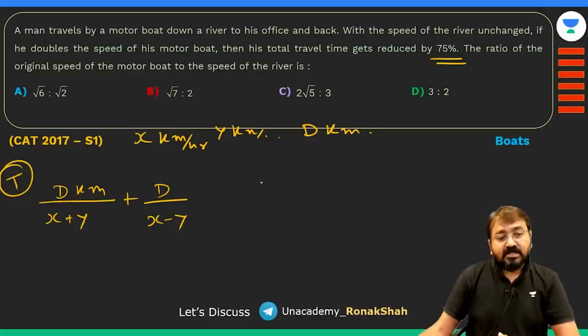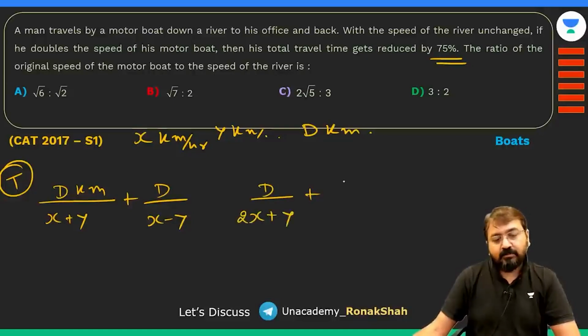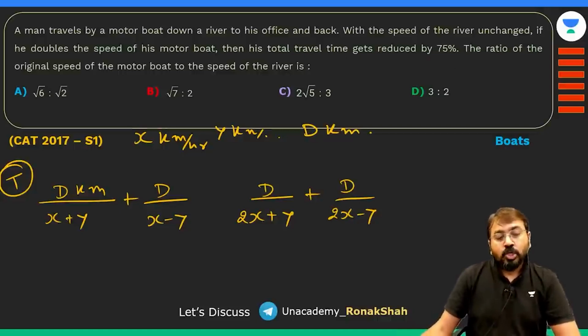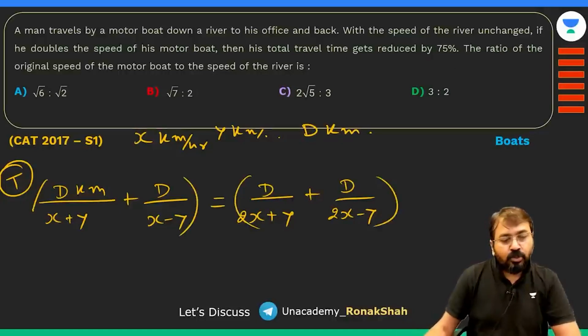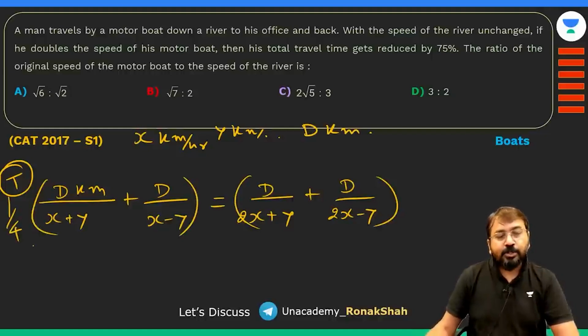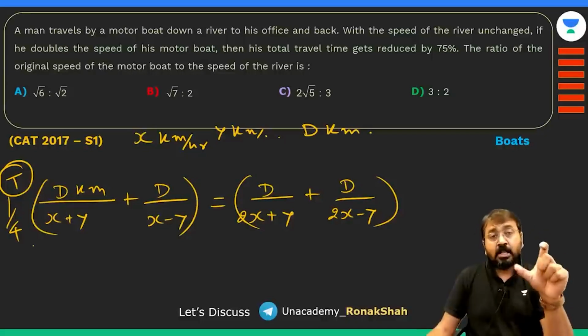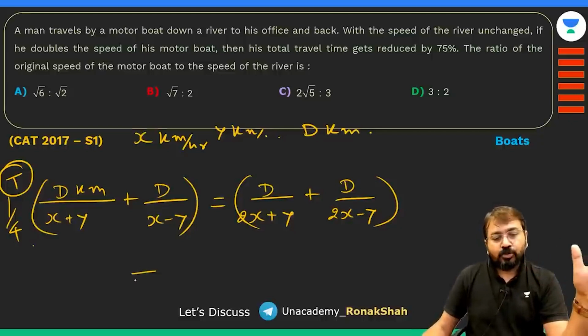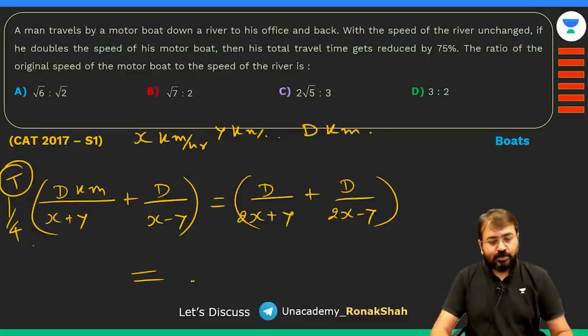Now if he doubles his speed, his speed will become 2x plus y downstream, and while upstream it will become 2x minus y. So this will be the time. Then his total travel time gets reduced by 75%. So guys, this new time is just 1/4 of the previous time, because it has reduced by 75%. So it has become 25% of the previous time, right? So this is how you solve this question. I'll just show you that solution.